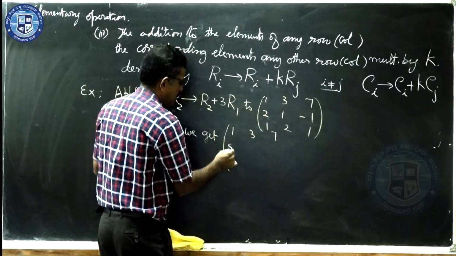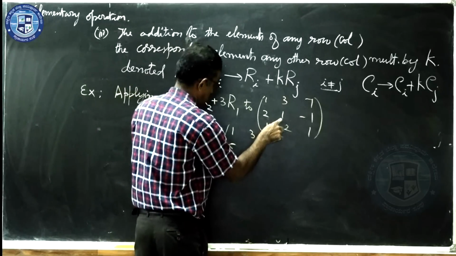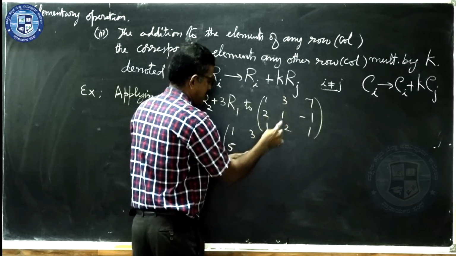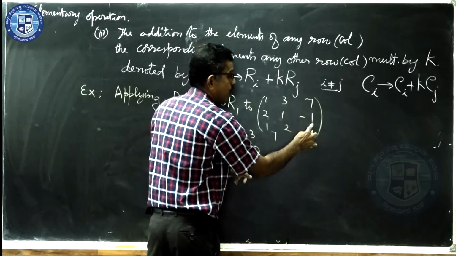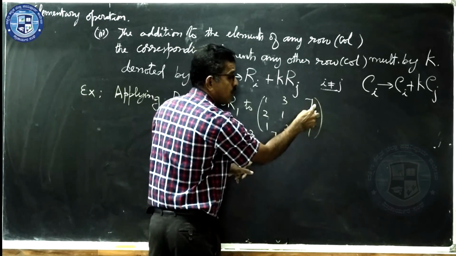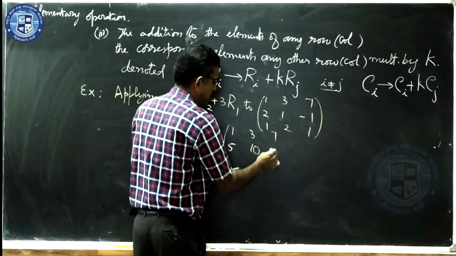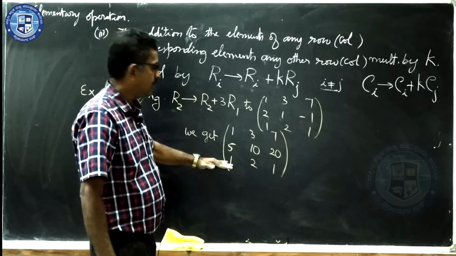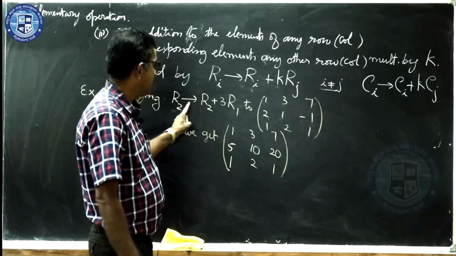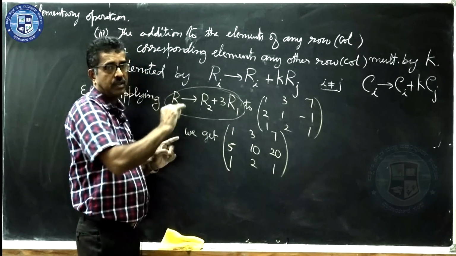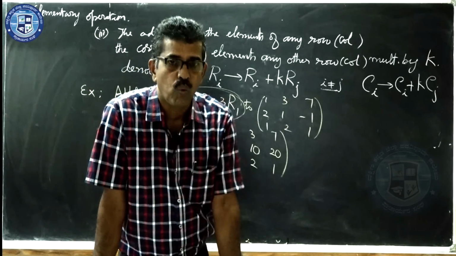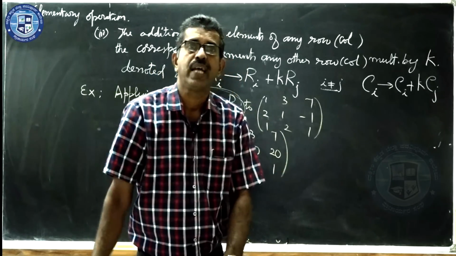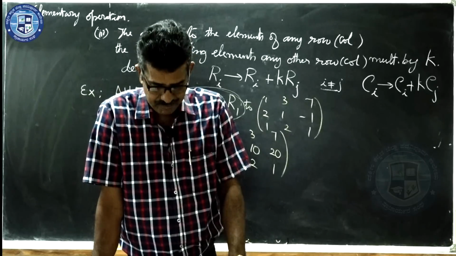What is 2 plus 3 times 1? It is 2 plus 3, which is 5. Now the second element here: 1 plus 3 times 3, it is 9. 9 plus 1, it is 10. And here minus 1 plus 3 times 7. 3 times 7 is how much? 21. What is 21 minus 1? It is 20. No changes in third row. Like this, this will be the resultant matrix after applying this row operation. I hope all of you got a clear idea about the 6 elementary operations. 3 of them are based on rows and 3 of them are based on columns.